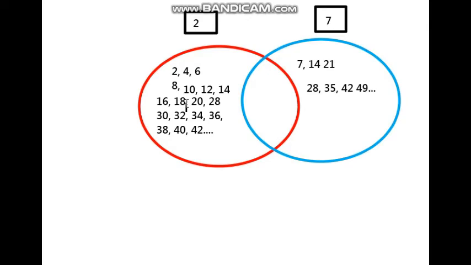Let us find out common multiples of 2 and 7. First we have to find out the multiples of 2. So 2, 4, 6, 8, 10, 12, 14, 16, 18, 20, 28, 30, 32, 34, 36, 38, 40, 42 and so on. And here multiples of 7 are 7, 14, 21, 28, 35, 42, 49 and so on. Now we have to find out which are the numbers coming in both the tables, or which are the numbers common to both 2 and 7.